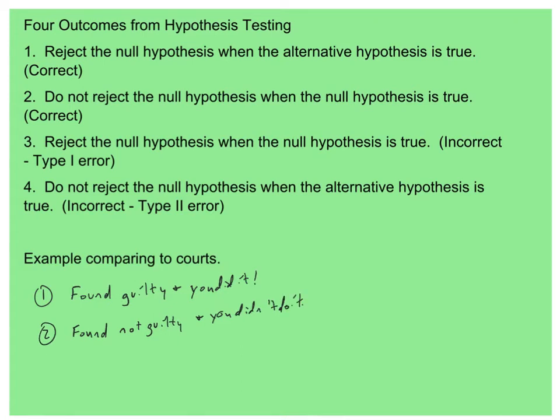Now reread 1 and 2. Pause the video, reread 1 and 2. Those are the same outcomes, the same scenarios. Reject the null when the alternative is true: found guilty and you did it. Don't reject the null hypothesis: in the court system, the null hypothesis is innocent. You are innocent until you're proven guilty. That is our null hypothesis. So those are the 2 good scenarios. Guilty and you did it, not guilty and you didn't do it. Then number 3, maybe you can already figure out what this one is. You're found guilty. What's the but? Guilty, and you didn't do it.